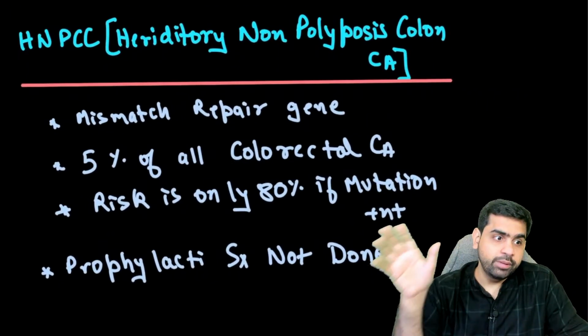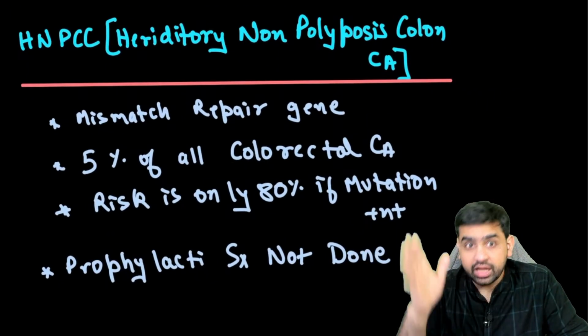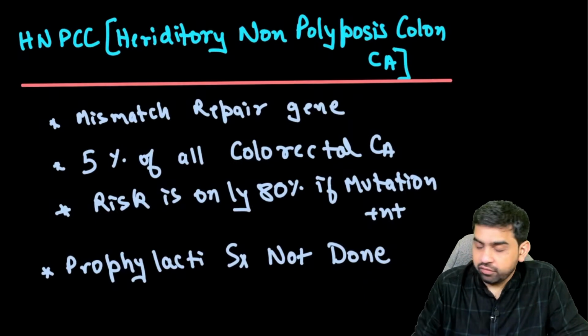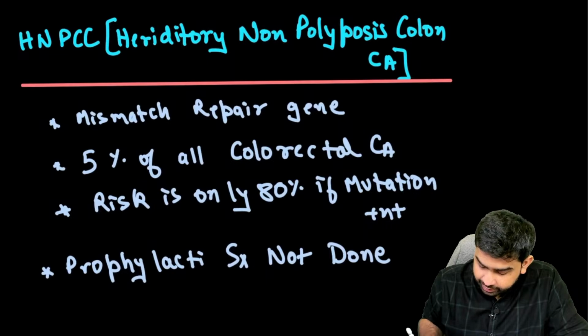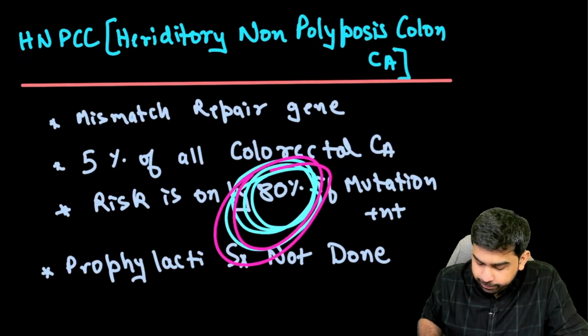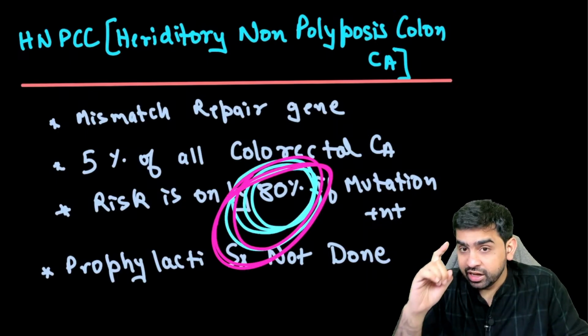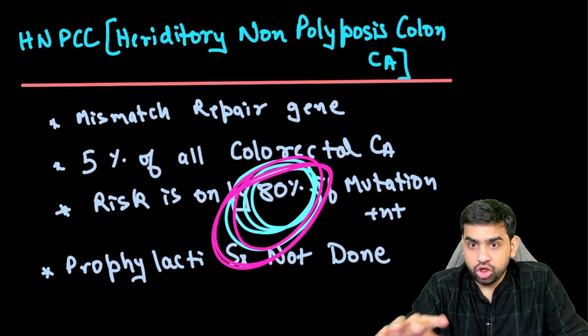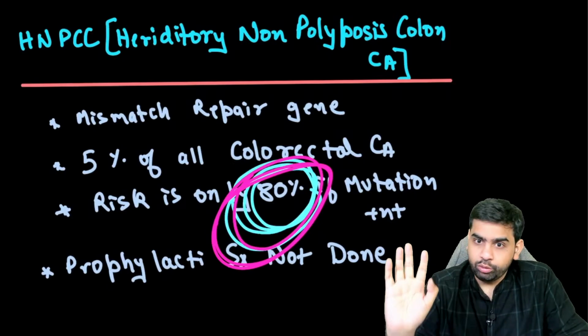Now, what is this HNPCC? HNPCC is hereditary non-polyposis colon cancer. In this also there is a risk of malignancy, but what you need to understand is that there is an 80% risk of malignancy. It means that if let's say I am having this particular HNPCC gene mutation, there is an 80% chance that I'm going to have a colorectal malignancy.